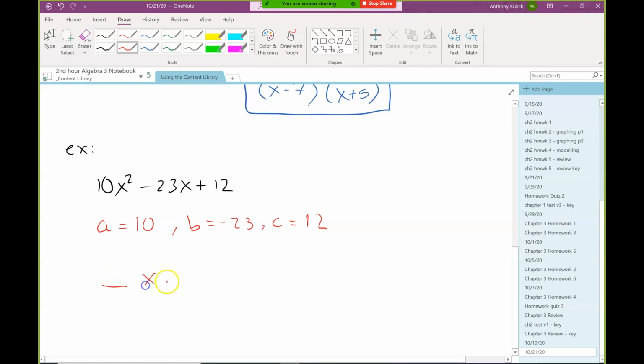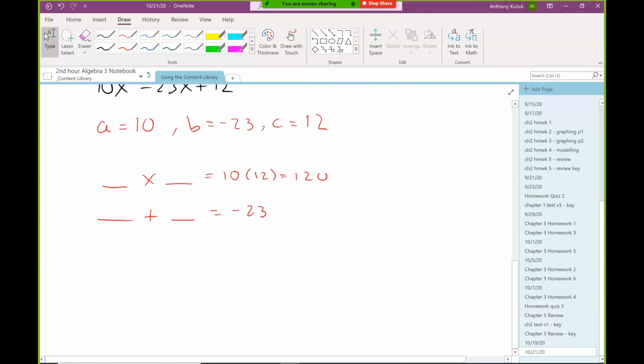So then I need to find the two numbers that multiply to give me 10 times 12, or 120, and add to give us negative 23. Now here it's not quite as easy as the previous one, because 120 isn't necessarily a times table number. So what I would do with this is approach it exhaustively. Oops, that's positive 120. So I'll start with the things that multiply to give me 120.